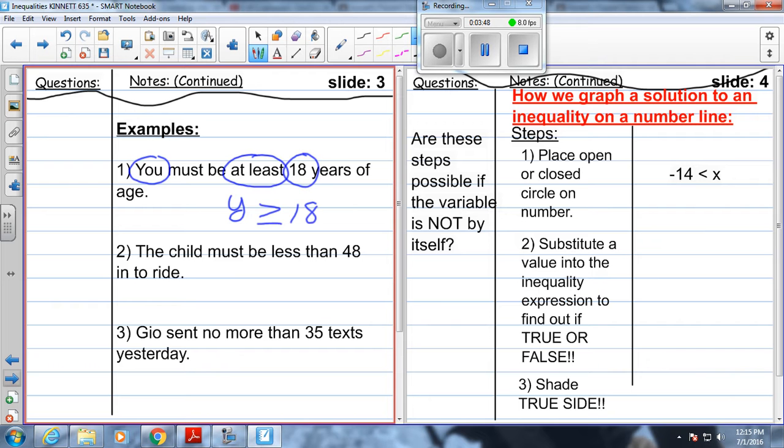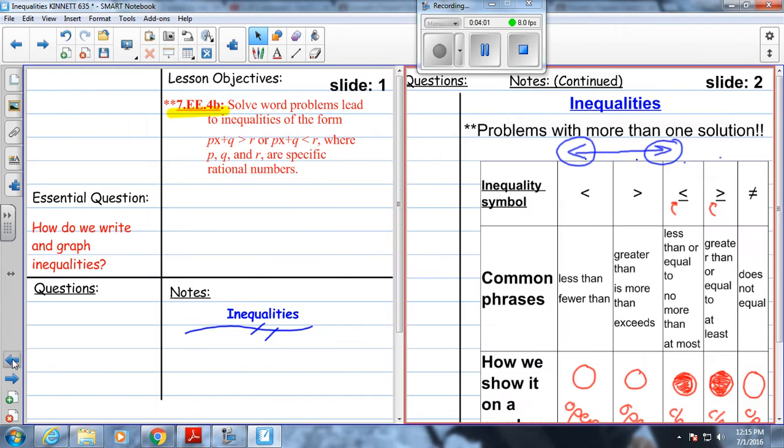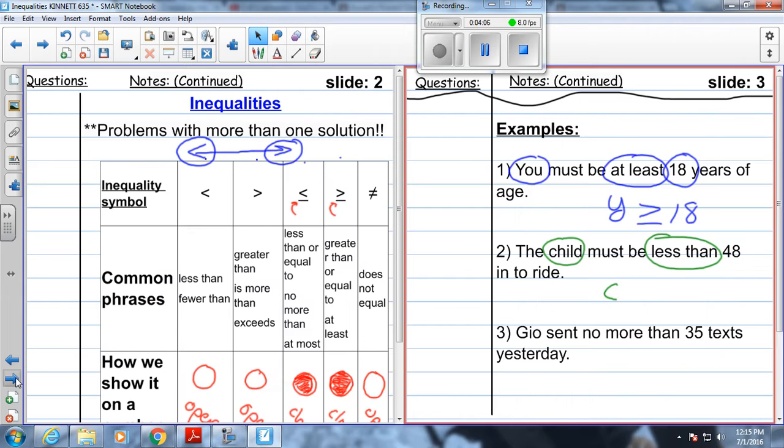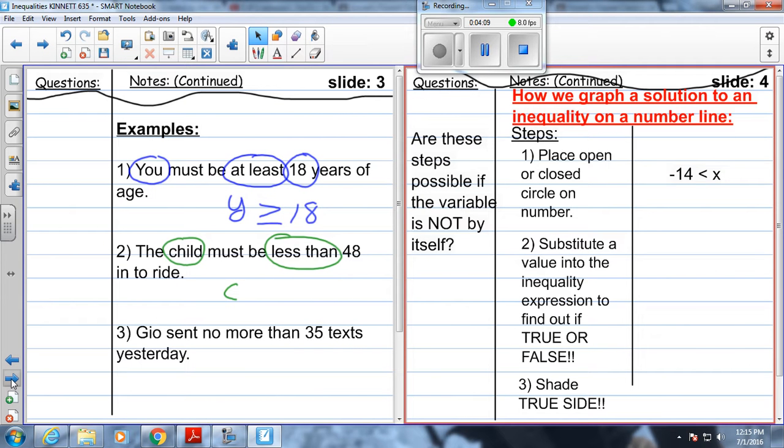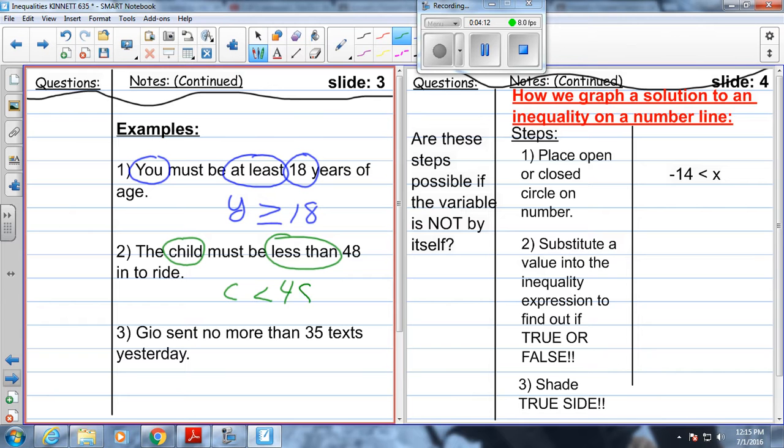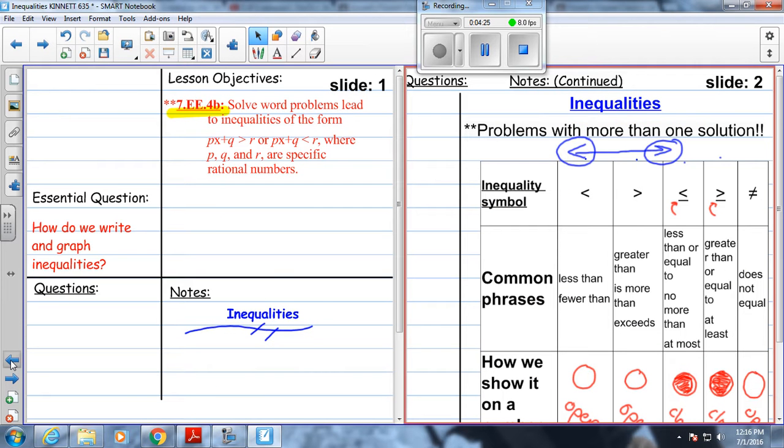That's the inequality. So in problem 2, we have the child. We don't know which child it is, so we're going to write C. Must be less than. Now this is not a subtraction less than. This is an inequality expression, so where's less than? And it's that less than symbol, exactly as it said. So C is less than 48. That's our answer. And then we have Geo, and we don't know who Geo is, but he's going to be our variable. Sent no more than. Which one in the table do we have to use for no more than?